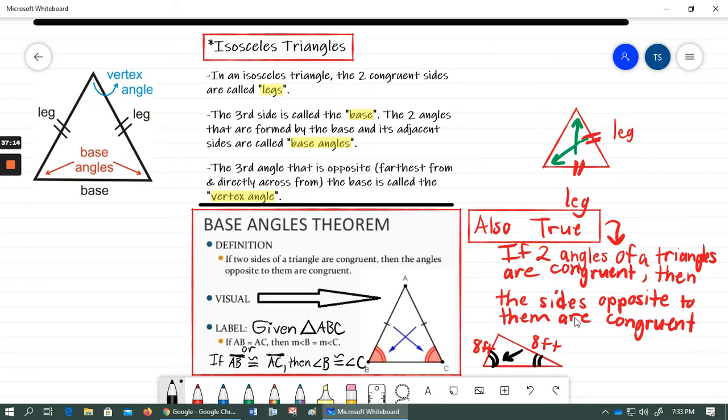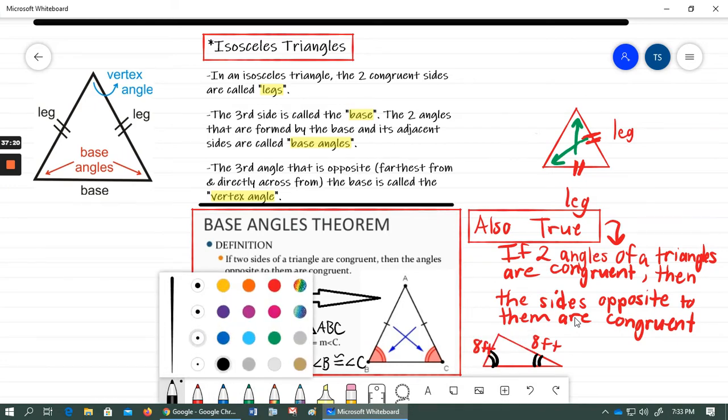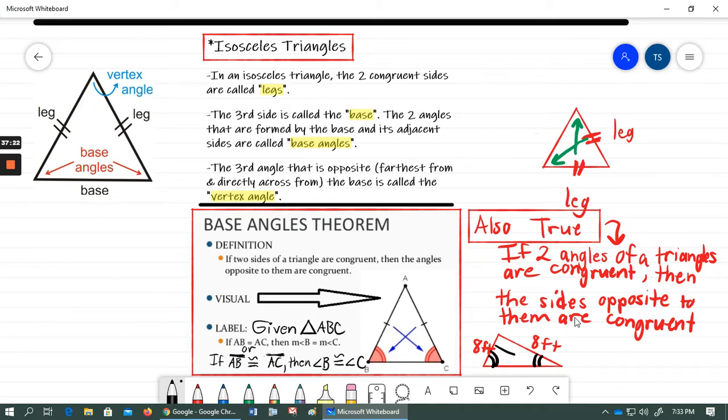This part here. So these two base angles. Okay, yeah. I didn't want it to look quite like that. I did, but I didn't. Give me one sec. There we go. A little bit better.